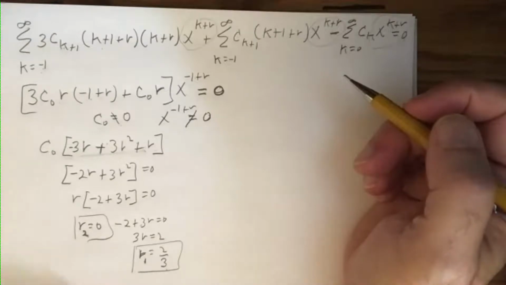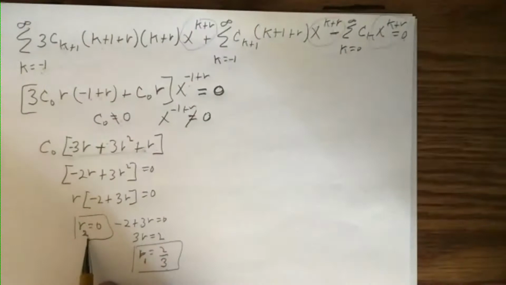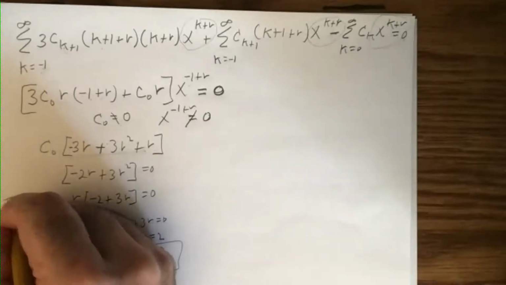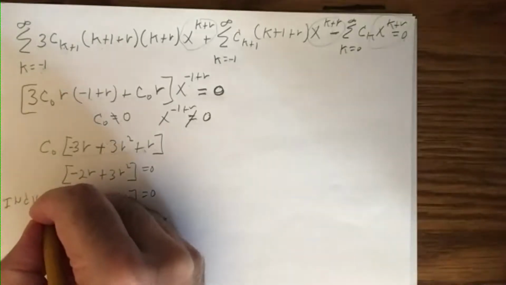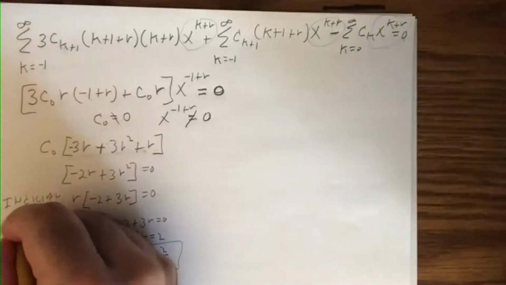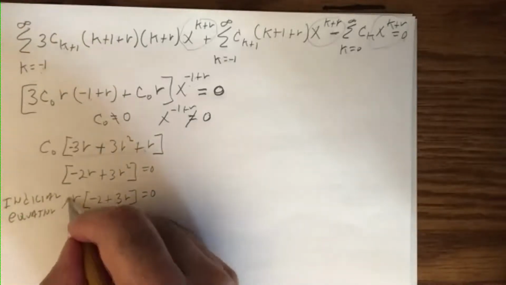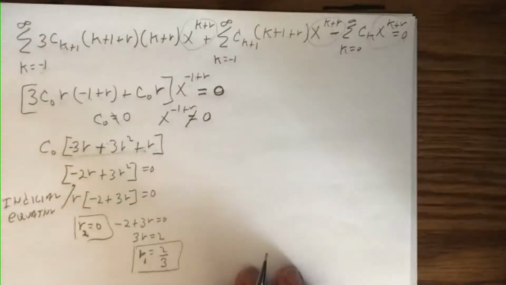All right, so now we're able to determine R1 and R2, and this is called the initial equation. It has a name. Let's see if I spell it right. That's what this equation is here. Now let's see if I got room.